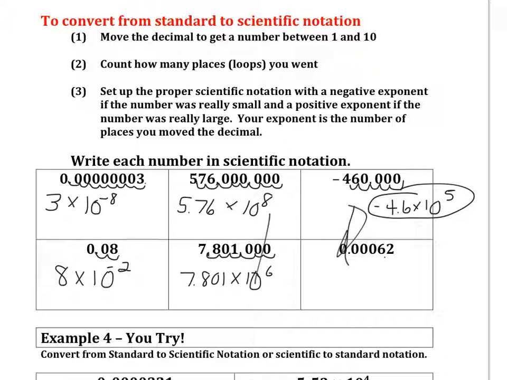Then the last one here, between 6 and 2, 6.2 times 10, and then 1, 2, 3, 4, to the negative 4th. And it's not negative, so we'll leave it like that.